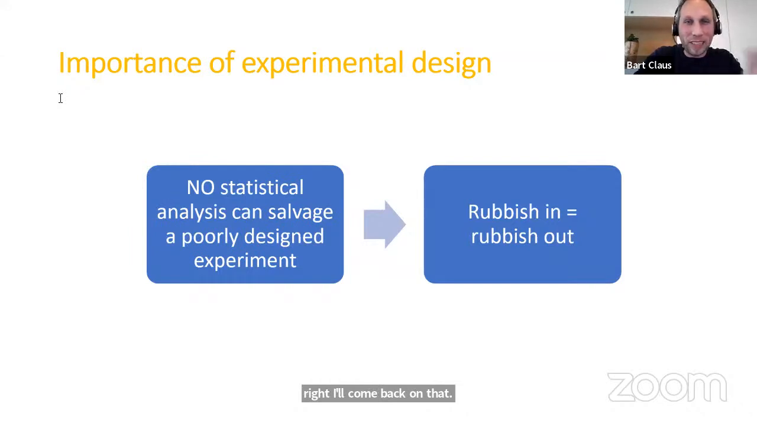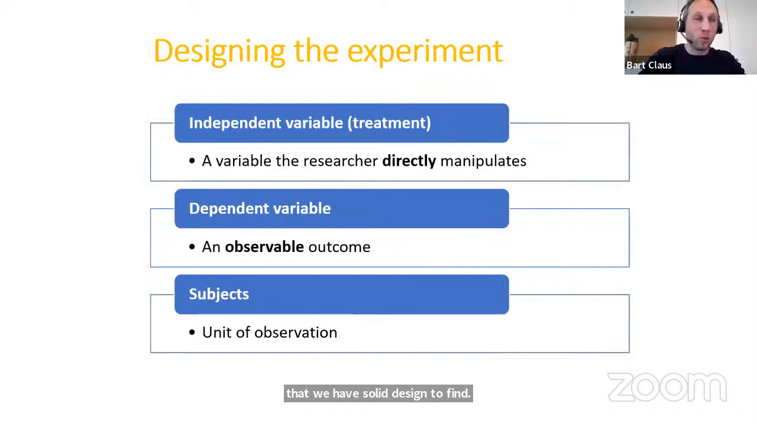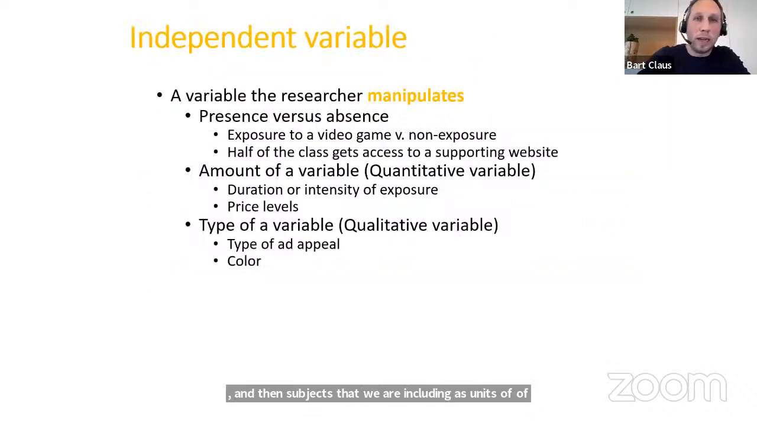So it's important to make sure that we have a solid design to find solid conclusions. So what do we need to think about when we think about experimental design? Well, there are a couple of things that we need to consider: first the independent variable, the treatment, then the outcome that we're studying, and then the subjects that we are including as units of observation in our experiment. So let's go over these three.